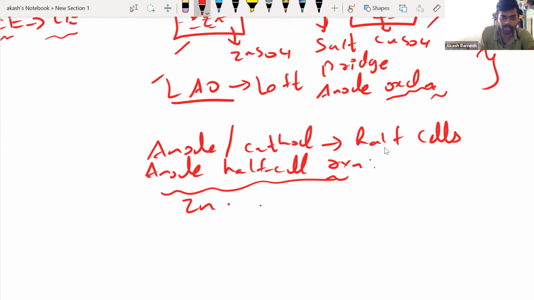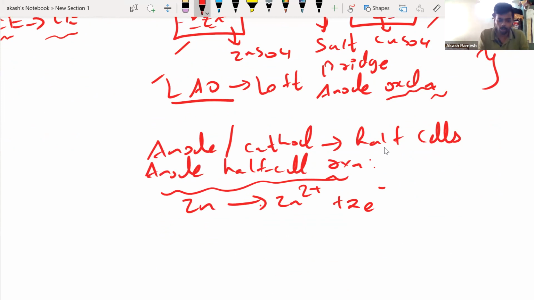Right. So zinc will form Zn2+. How? By losing 2 electrons. And obviously, this is oxidation only. Loss of electron is oxidation, and that's exactly what is happening here in the anode half cell. This is the anode half cell reaction.